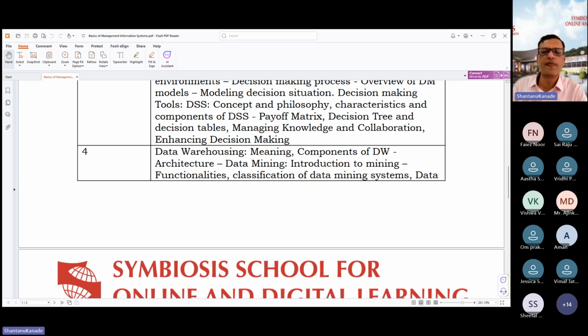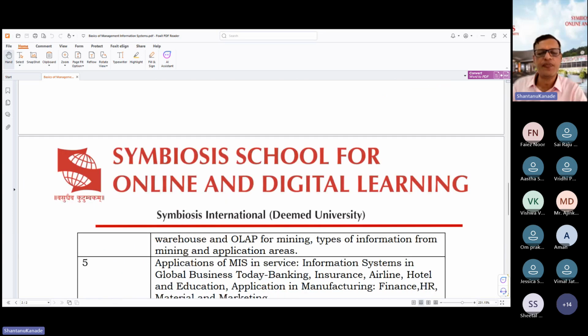What are the components of data warehousing? Architecture for that data warehousing, concept of data mining. So we will see a few examples about data mining here. Introduction to mining functionalities, classification of different data mining systems, data warehouse and online application processing for mining, and types of information from mining and application areas.